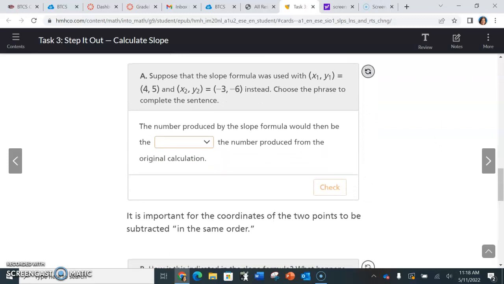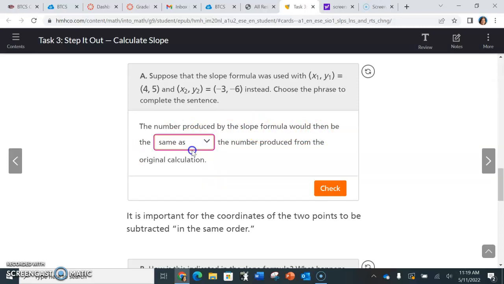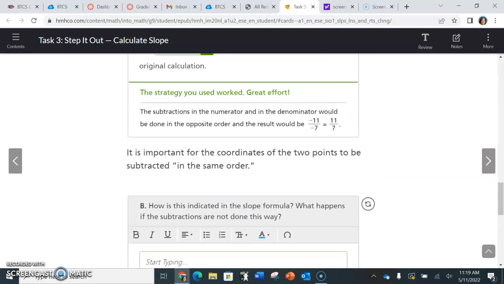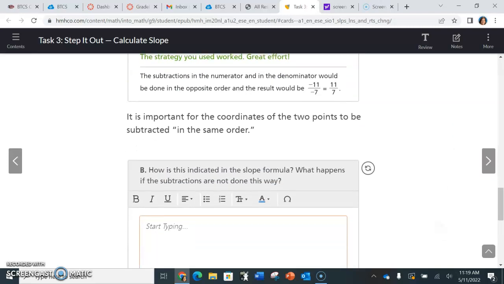All right, so it says suppose that the slope formula was used with x1, y1 equals 4, 5, and x2, y2 is negative 3, negative 6 instead. Choose the phrase to complete the sentence. So all they did was label the points opposite, but the same result should happen. You just have your numbers in a different order. So it says the number produced by the slope formula would be the same as the number produced from the original calculation. So if you plug it in correctly, you would still get the same answer.